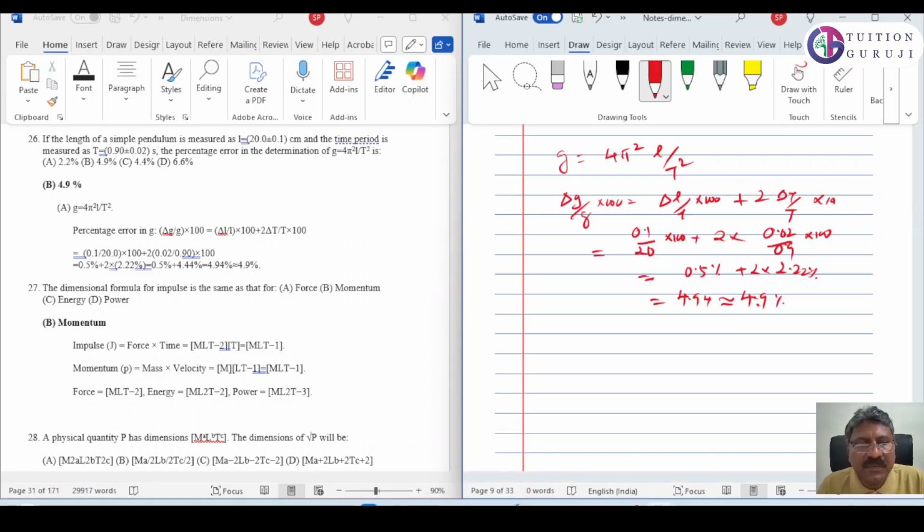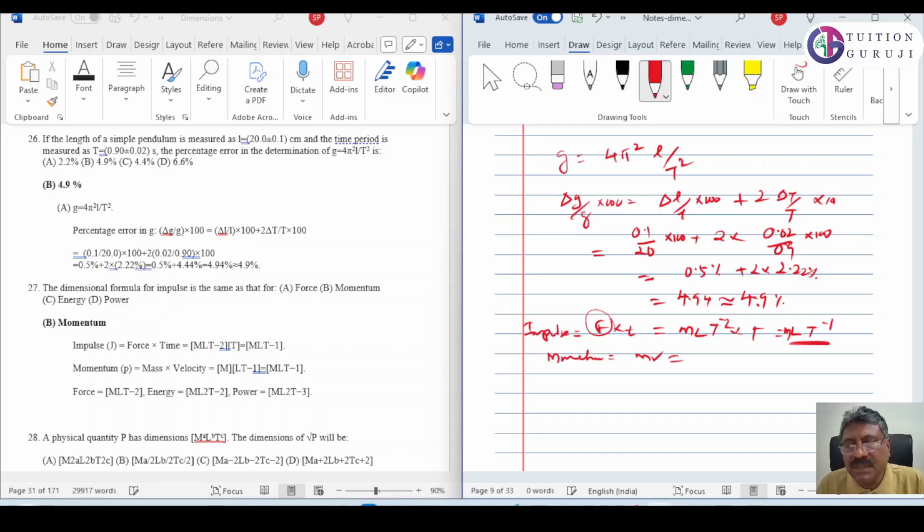Next one, the dimensional formula for impulse is the same as that of what? What is impulse? Impulse is equal to force into time, that is ML T raised to minus 2 into T, which gives ML T raised to minus 1. We want to find out which one has the same dimension as impulse. Let us take the first one, force. Force is not correct, because force into time only will give impulse. That is wrong.